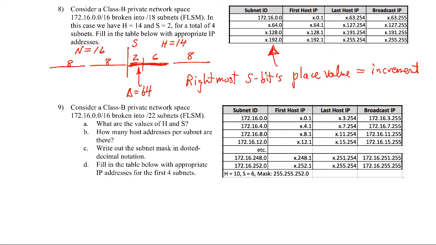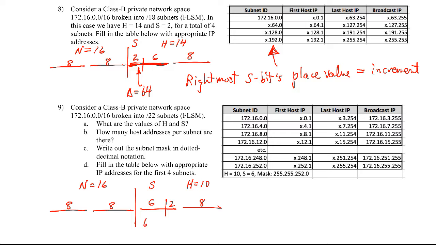Here we start with the Class B again, and we go to a /22. Let's draw the same picture. I'm going to start with a /16, so I have 8 and 8 for n being 16. Now I'm going up to /22. 16 plus 6 is 22, so I'm going to have 6 bits here for S. I'm going to have 2 plus 8, so H is 10. So I'm going to have 1,024, 2 to the 10th, IPs per subnet, and I'm going to have 2 to the 6th, which is 64 subnets.